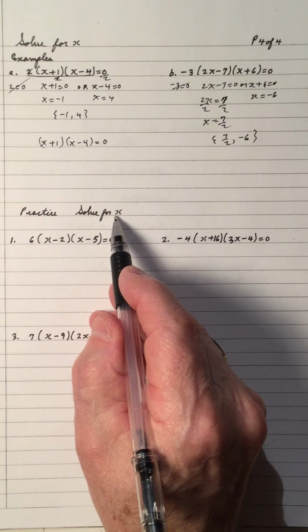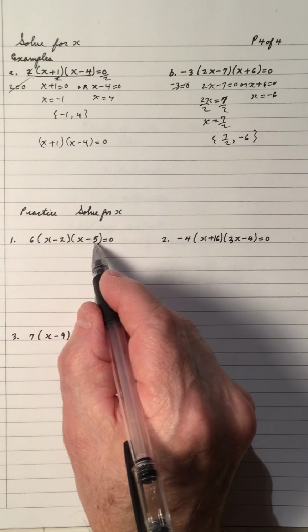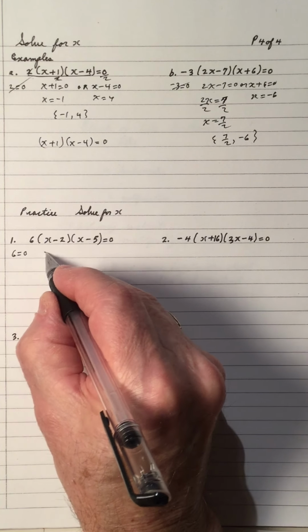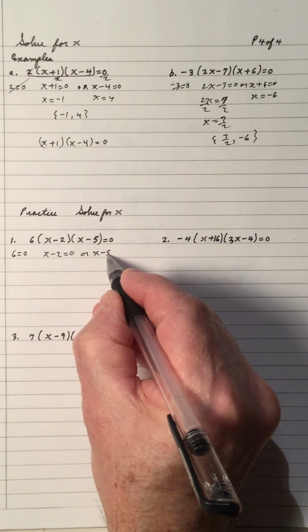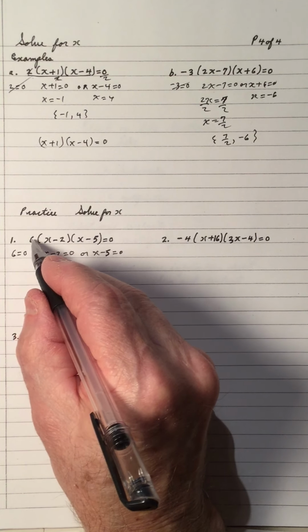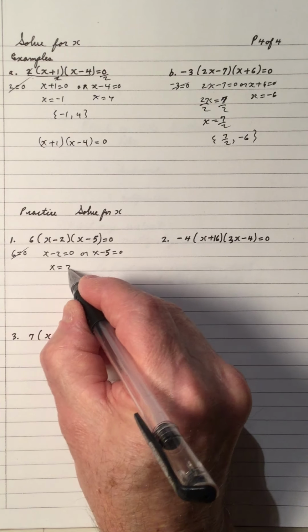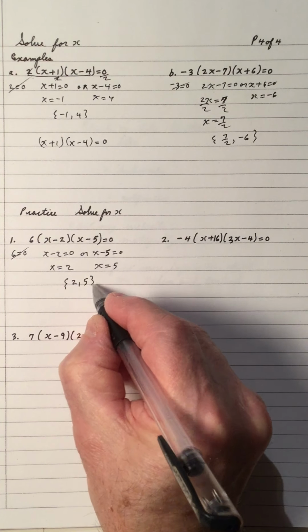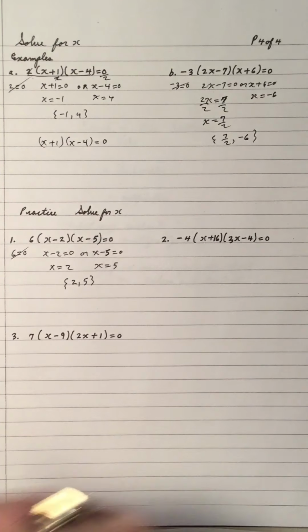Practice, solve for x. So notice we've got 6 times x minus 2 times x minus 5. So we ignore the 6. Again, I'll put that down and go x minus 2 equals 0, or x minus 5 equals 0. I can't say the constant equals 0, so I have to forget about the 6. So x equals 2, x equals 5. So the solutions are 2 and 5. The zeros are in these brackets, not right here.